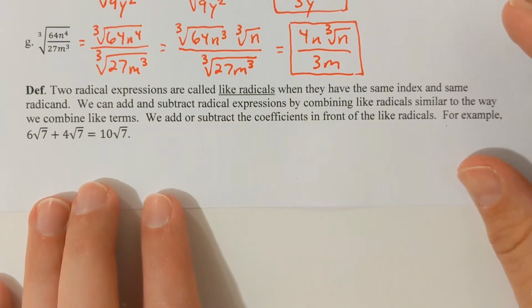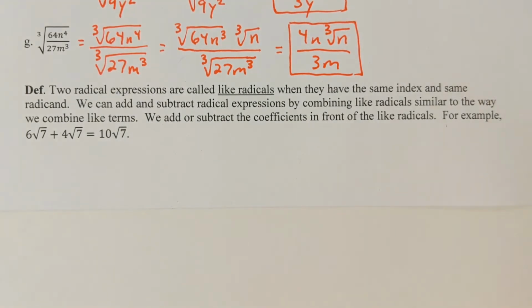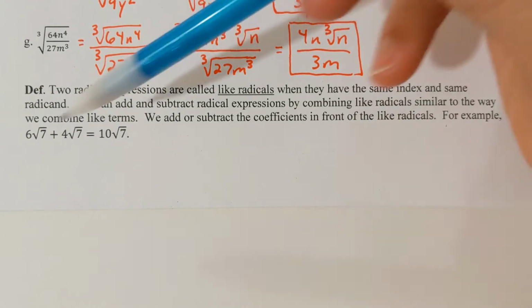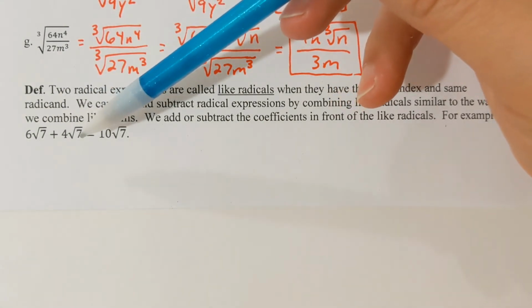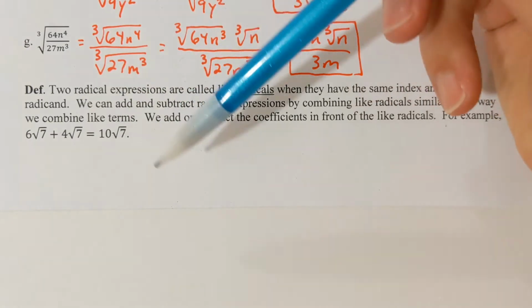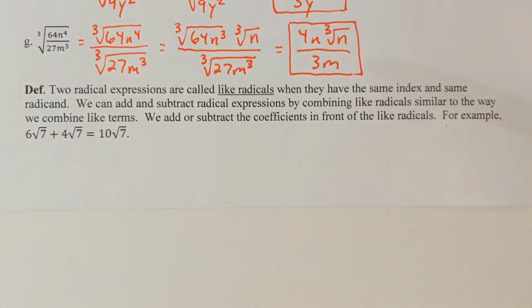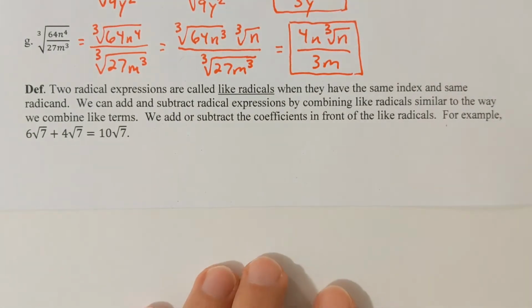Here's a definition. Two radicals are called like radicals if they have the same index and same radicand. We can add and subtract radical expressions by combining like radicals, similar to the way that we combine like terms. We just add or subtract the coefficients in front of the radicals. So like if I had 6x plus 4x, that would be 10x, right? Well, 6 root 7 plus 4 root 7, those are like radicals, and so I can combine them like I would be adding 6x and 4x. 10 times root 7, that'd be my answer when I add those together.